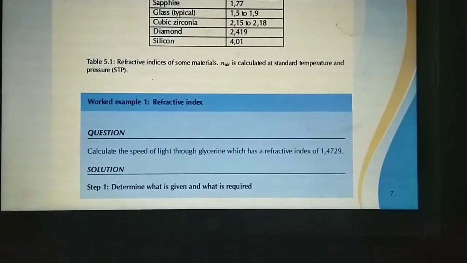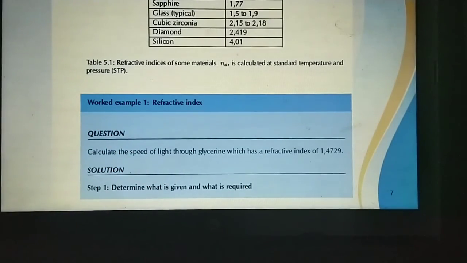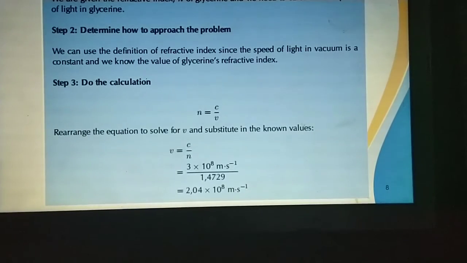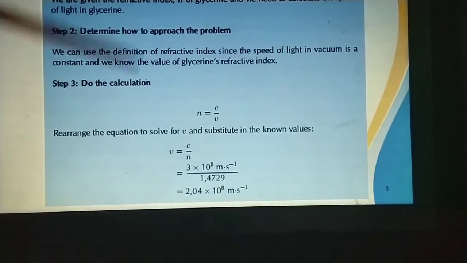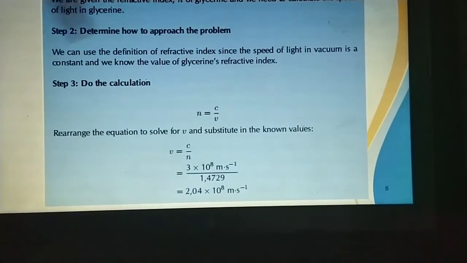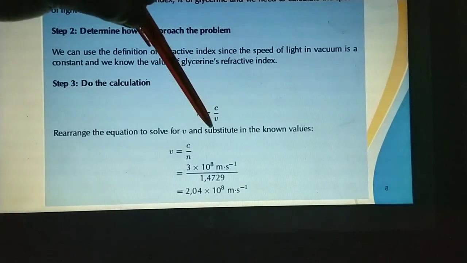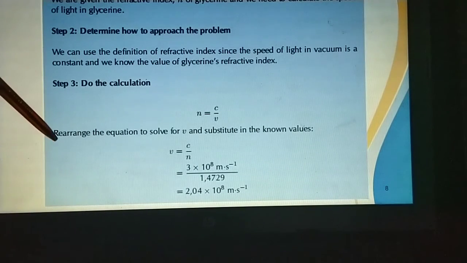Now, step number 1, determine what is given and what is required. So we are required to find the speed. We use the formula to do the calculation. We say refractive index is given by n equals c over v, whereby n is the refractive index, c is the speed of light, and v is the speed of the light in a given material. So we can rearrange.